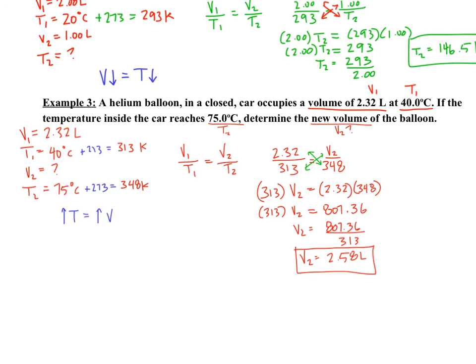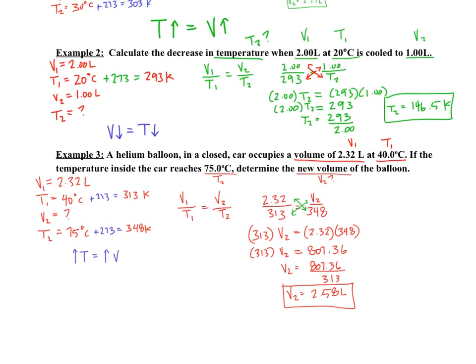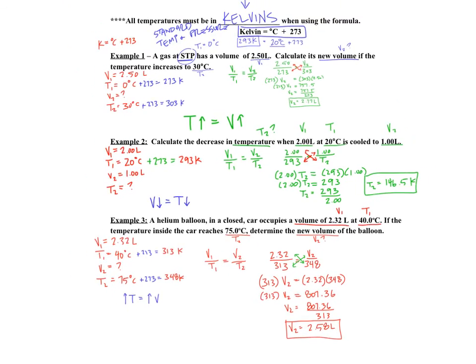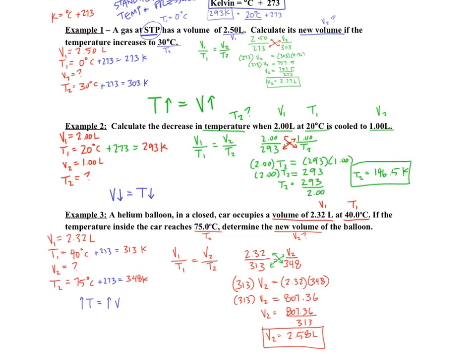So, like we said, if my temperature is increasing, then my volume has to also increase. If my starting volume was 2.32, my new volume is 2.58. That is an increase in volume. Therefore, Charles' law, showing the direct relationship between temperature and volume, is true. So use these notes, use these 3 examples to complete the classwork for this week.